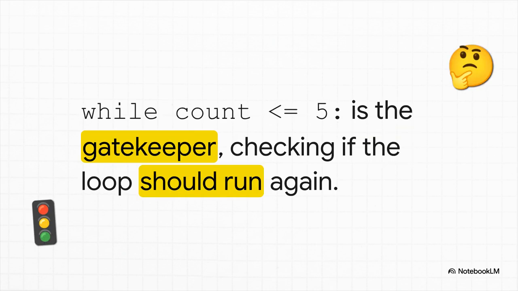All right, step 2. We give the loop its one and only rule. This line, while count is less than or equal to 5, is the gatekeeper. Before every single trip through the loop, Python asks, hey, is the value of count less than or equal to 5? If the answer is yes, the gate swings open and the code inside gets to run. If it's a no, nope, gate's closed, the loop is done.